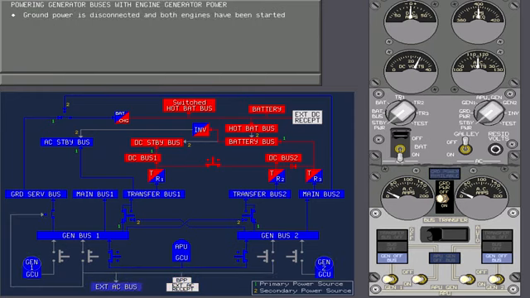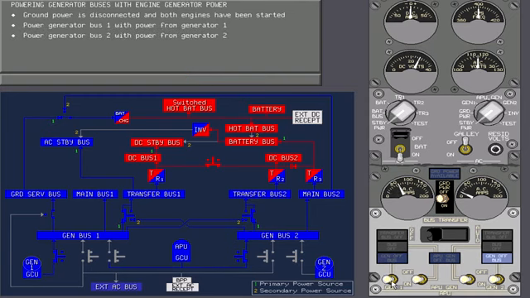Ground power has now been disconnected and both engines have been started. Now, power generator bus 1 with power from generator 1. Touch the correct switch. Now power generator bus 2 with power from generator 2. Touch the correct switch.